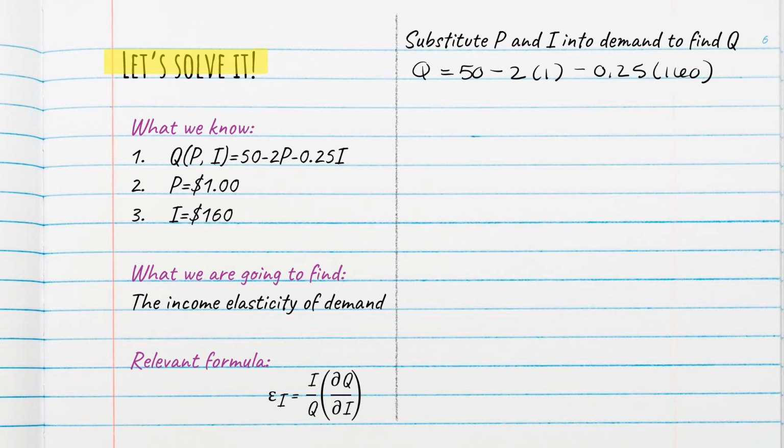0.25 times 160. If you don't like decimals, I get it. Decimals are a little hard to work with in your head. You can think of this as a fraction instead. 1/4 times 160. That must be 40. So we have Q is equal to 50 minus 2 minus 40. Well, 50 minus 42 is 8. So when price is $1 and average income is $160, the number of units of green beans consumed is 8.